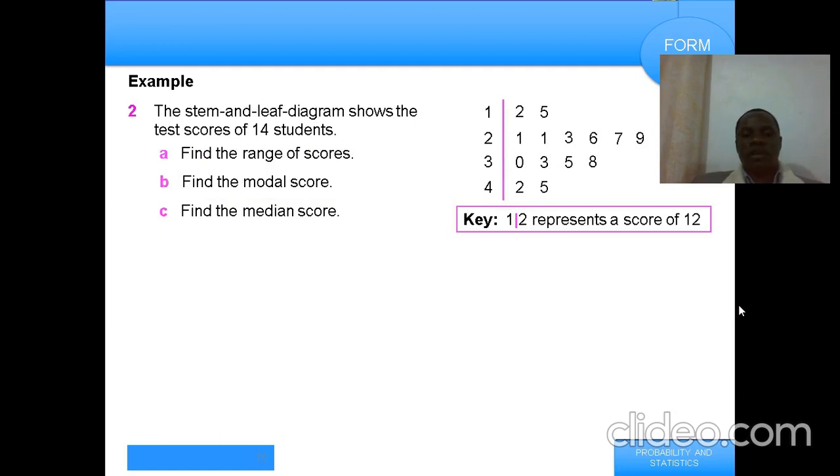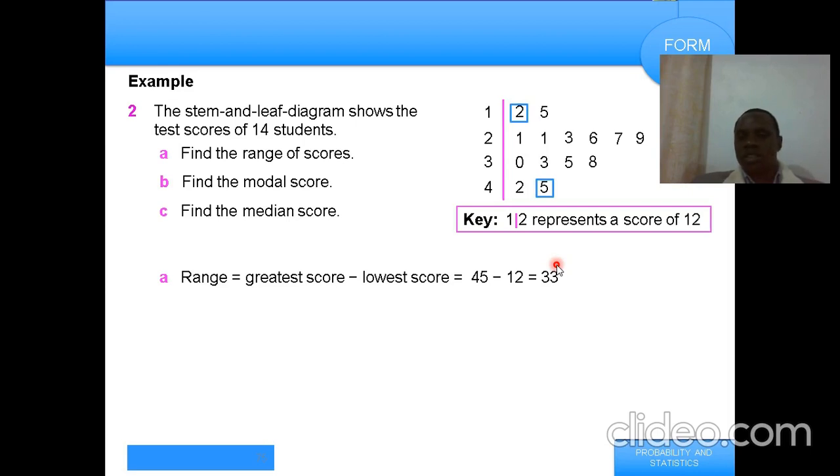The stem and leaf diagram shows the test scores of 14 students. Find the range. The range will be highest minus lowest. Lowest here is what? According to the stem and leaf, 12 is the lowest, 42 is the highest. So you can find the range there. 33.